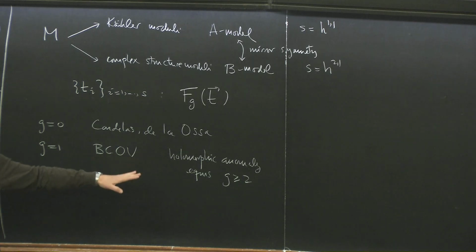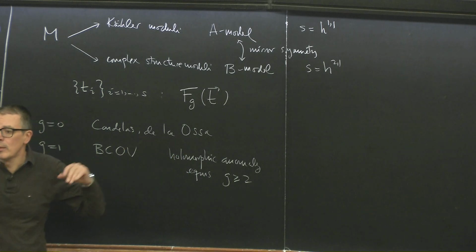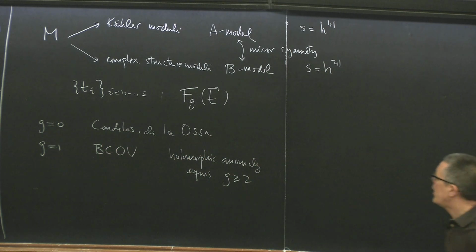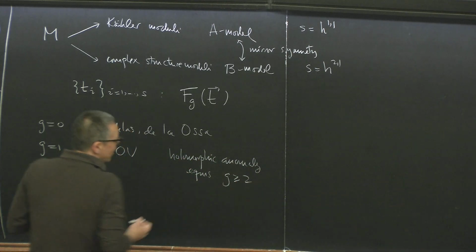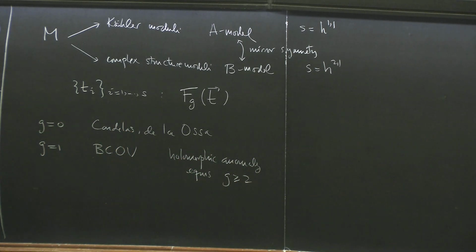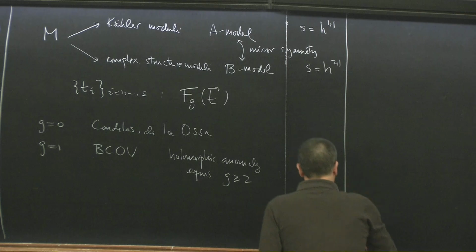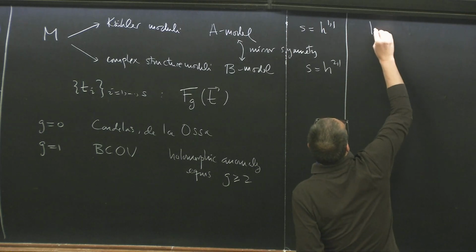Bershadsky, Cecotti, Ooguri, and Vafa were able to give results for genus 1 and genus 2, say, for the quintic Calabi-Yau that Lara was mentioning in her last course. But this was hard to do. And then there was a very interesting simplification of the story, which was what is called local mirror symmetry.